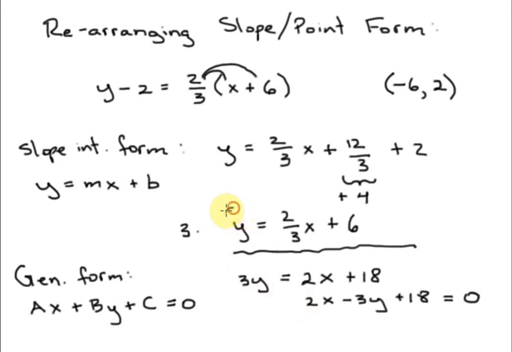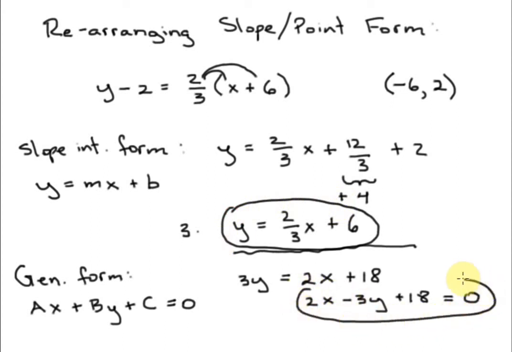So we got 2 answers here. One is we've rearranged it into slope-intercept form, and down here into general form. And that's all there is to it, a little bit of rearranging. You can very easily get it into these other forms.